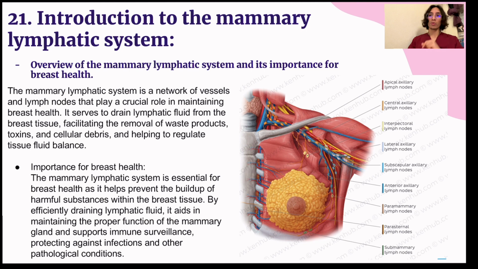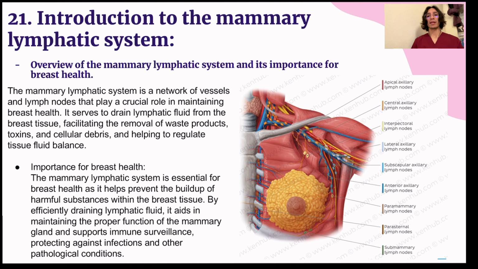Now, introduction to the mammary lymphatic system. The mammary lymphatic system is a network of vessels and lymph nodes that play a crucial role in maintaining breast health. It serves to drain lymphatic fluid from the breast tissue, facilitating the removal of waste products, toxins, and cellular debris, and helping to regulate tissue fluid balance.